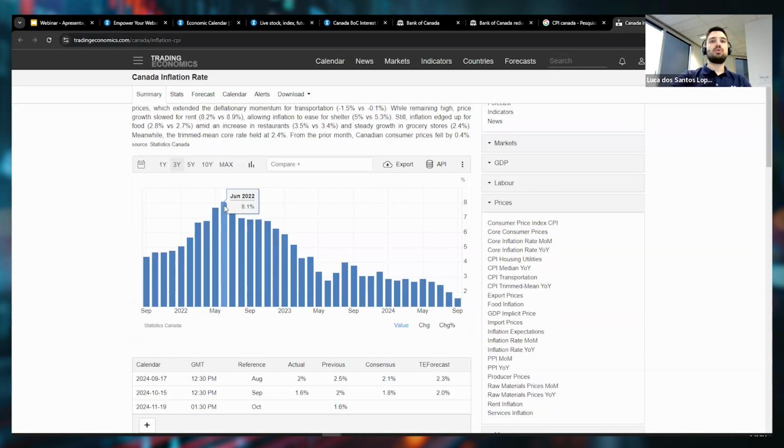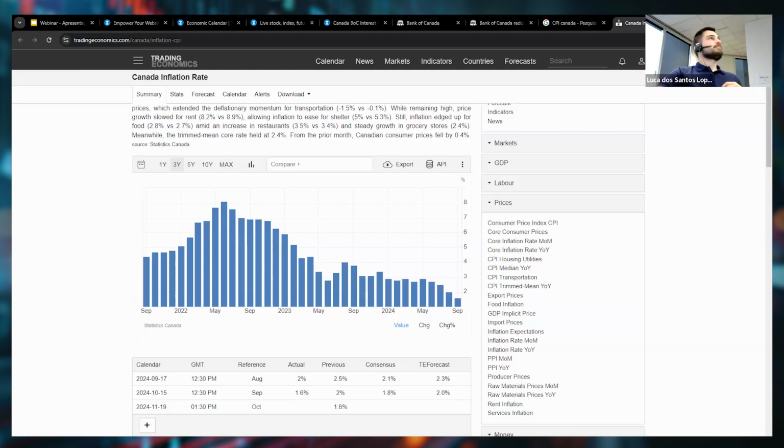So we can see that in June 2022, we had inflation at 8.1%. Okay, 8.1%. And right now we have inflation below 2%. So from June 2022 to June 2023, we had a decrease of pretty much 8%. So from 8.1 all the way down to 2.8. Okay, that is 6%. Sorry, this is pretty good.